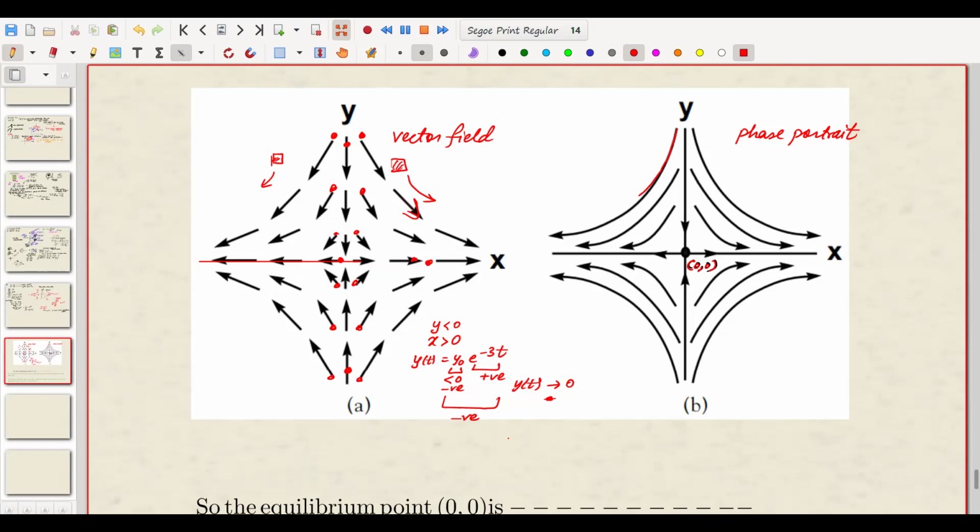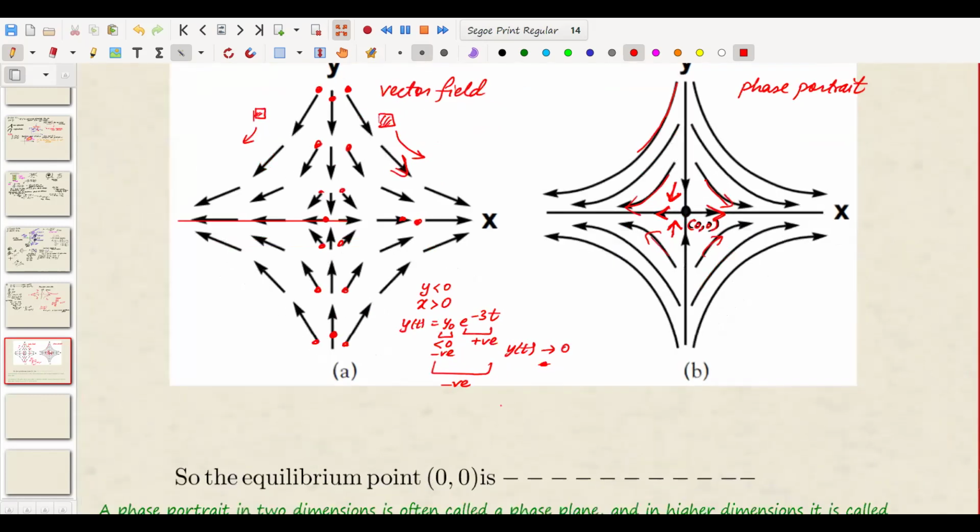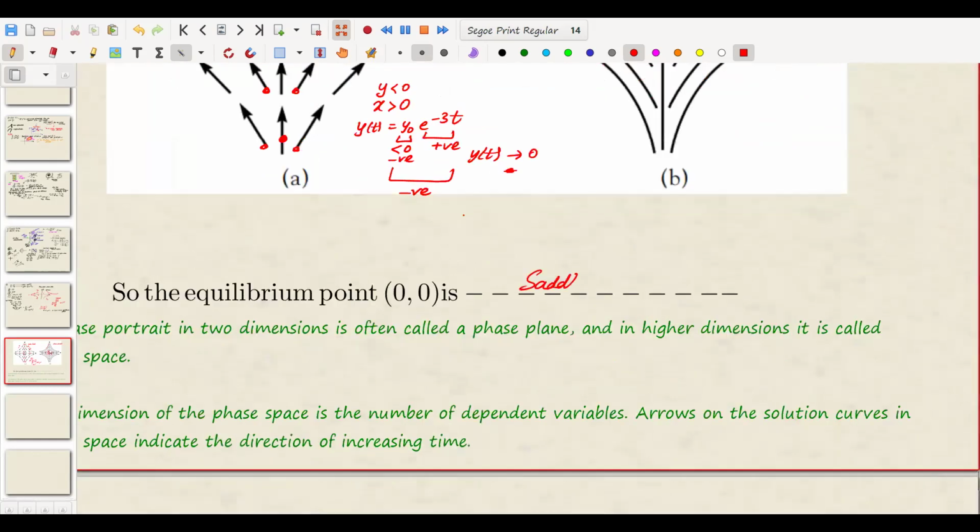Okay, that's all about the trajectories. But now I am asking you, what about this equilibrium point? On the y-axis, you can see that the trajectories are coming towards the equilibrium point, but the x-axis trajectories are moving outside of that equilibrium point. Nearby trajectories also are moving outside a bit. So there is a mixed nature. Some trajectories are coming towards the equilibrium point, some are moving away from it. Such equilibrium points are known as saddles, just like a horse saddle. So the equilibrium point is a saddle.